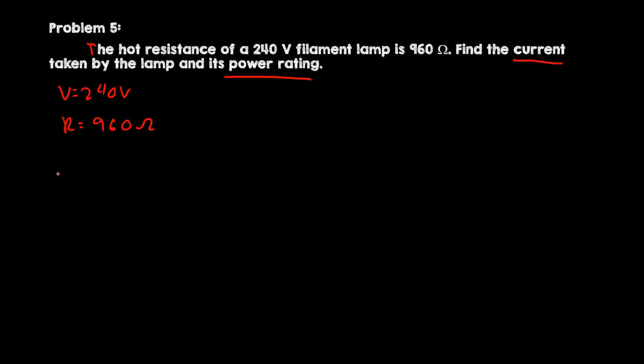Let's find I. I from Ohm's law is equals to V over R. Again, this is almost repetitive, so you need to practice so you don't need to derive it again. You need to know it by heart to make it easier for you. So, V over R. V is equals to 240 volts over R, 960 ohms. And 240 divided by 960 is 0.25 amperes.